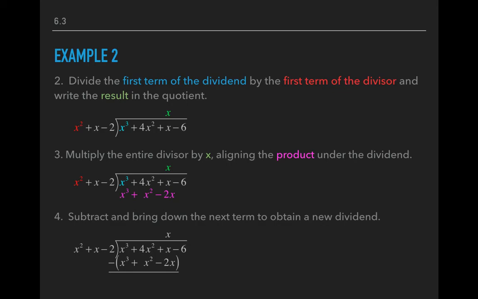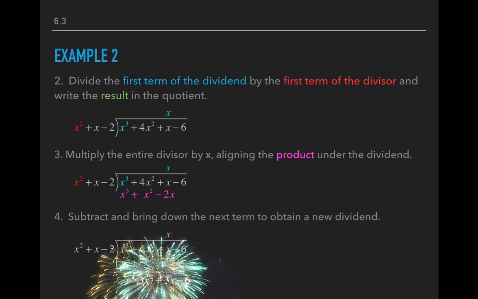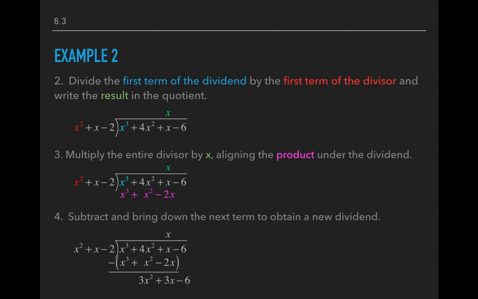So we're subtracting that entire product. X cubed minus x cubed is nothing. 4 minus 1 is 3. And 1x minus negative 2x makes it a positive 3x. And then you bring down that next term, that negative 6. Again, you have to be really careful because you have to subtract all of those numbers. Make sure you're not just adding, it is subtracting.